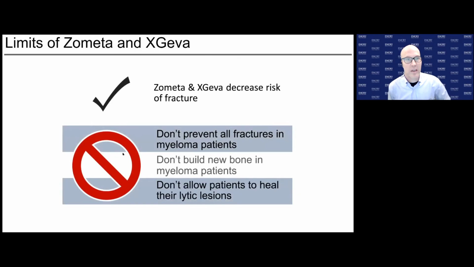So, limits. I think people often have the misconception that these drugs form new bone and will repair everything. Really, what they're known to do is decrease risk of fracture, but they don't prevent all fractures, they don't build new bone, and they don't really allow patients to heal their lytic bone lesions. Their claim to fame is that they decrease risk of fracture, and that's why we use them in patients with poorly controlled myeloma bone disease.